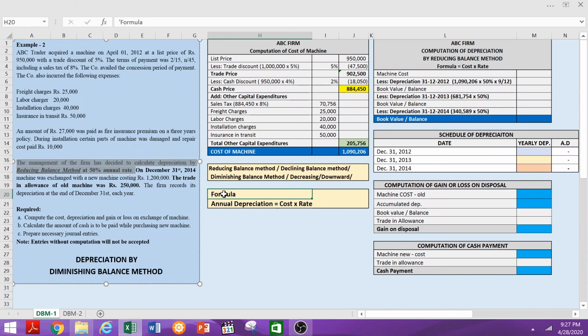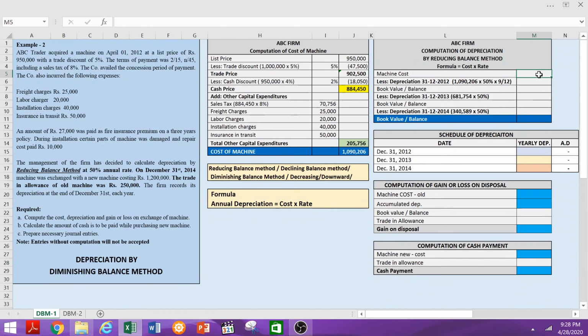The formula for calculating depreciation with the declining balance method or reducing balance method is very simple and easy. That is cost multiplied by rate. So if the life of the machine or the salvage value is given in any example, it is useless when the depreciation rate is already given to you, that is 50%. Now let's understand how the calculation can be done.